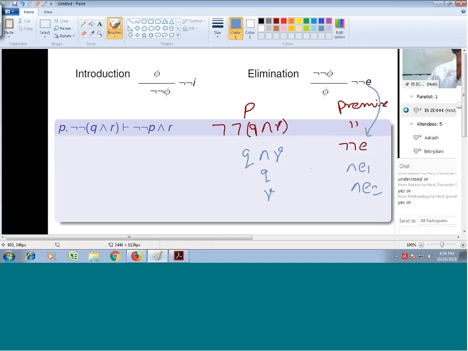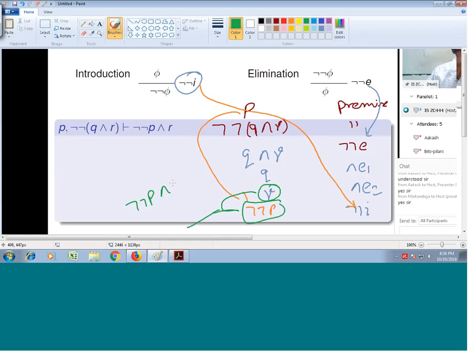Now I have P. P is available to me. So I can utilize the introduction of double negation over here, to say that with this P I can say not not of P. Now I have two things: not not of P and R. So I can combine them. How can I combine? Not not of P and R. This is the and introduction. So I got this thing. This is what the proof is.